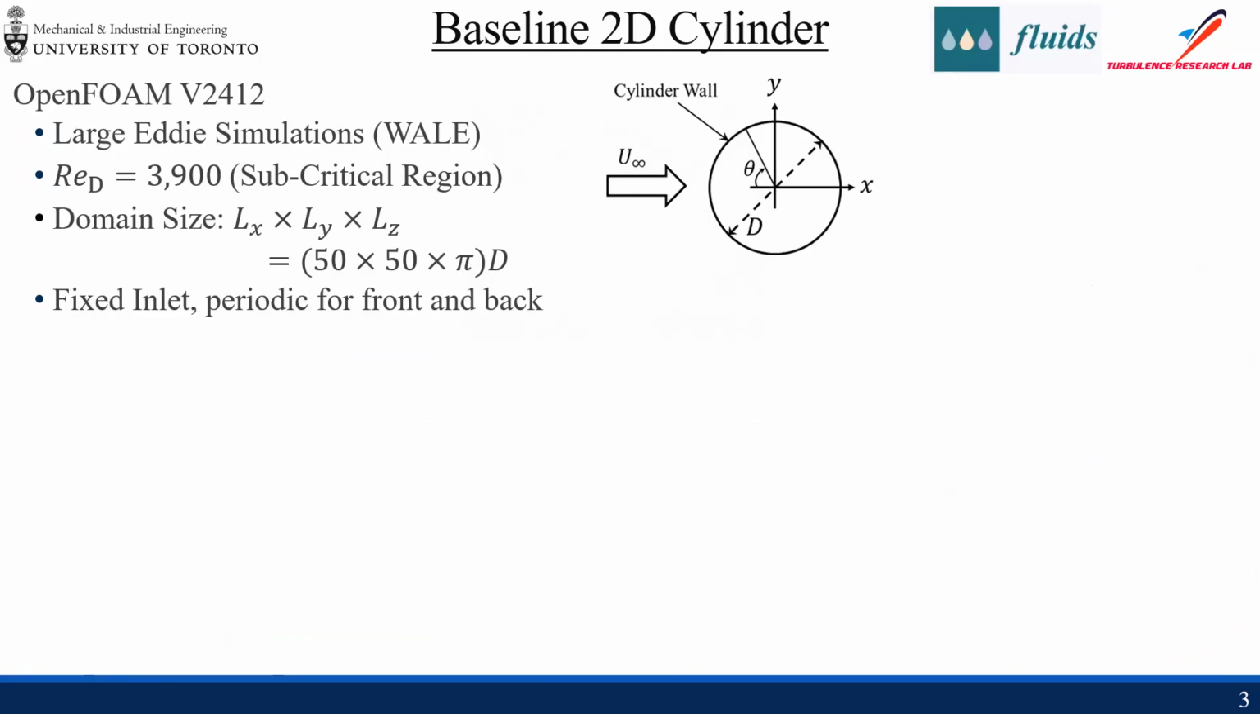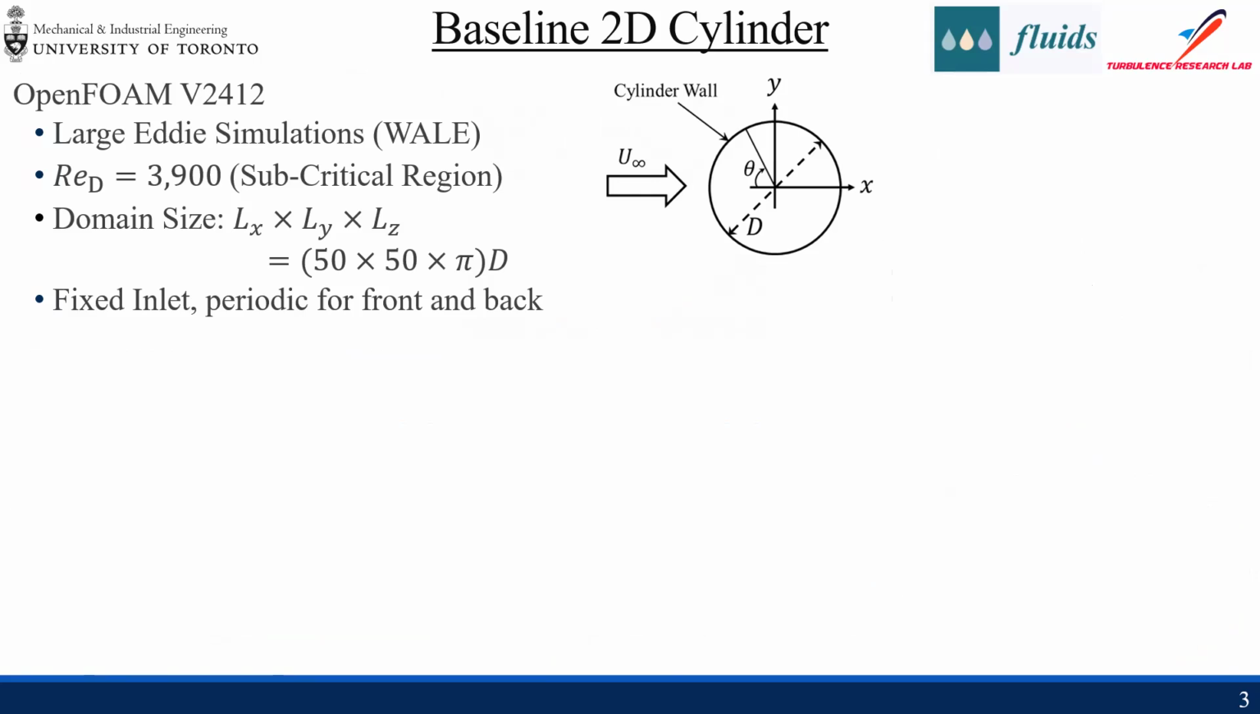Now, the geometry that I've chosen to apply the active flow control on is a 2D circular cylinder. It's quite often called 2D because the geometry itself is 2D and the flow is nominally two-dimensional, but the simulation itself is 3D. The software of choice is OpenFOAM. The model is a well-resolved LES.